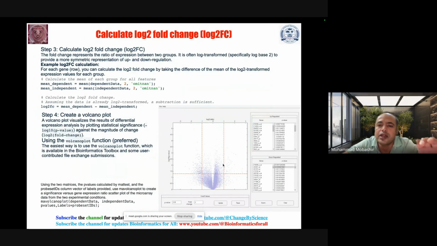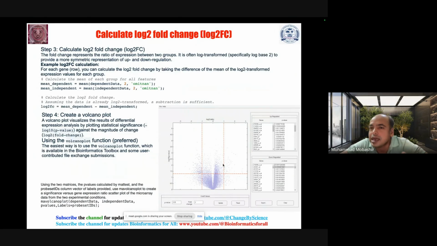If you have five healthy samples and 10 cancer samples, then for each gene you take the mean of all the values in the five samples. Similarly, do the same thing for all the 10 samples of the cancer data set. Then divide the bigger value by the smaller value.